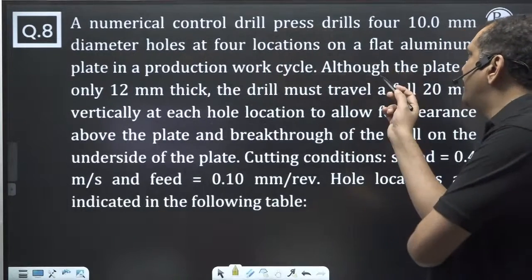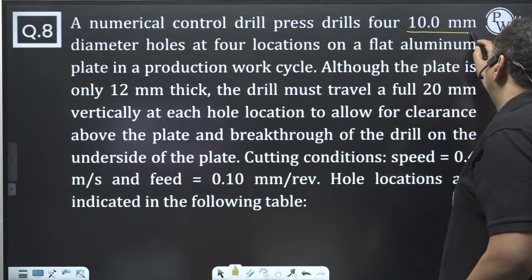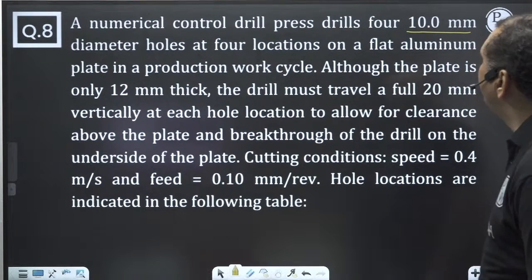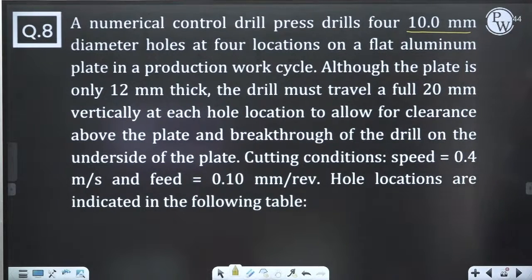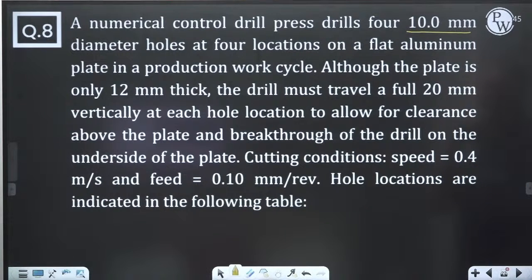A numerical control drill press drills 4 10mm diameter holes at 4 locations on a flat aluminum plate in a production work cycle. Although the plate is only 12mm thick, the drill must travel a full 20 millimeter vertically at each hole location to allow for clearance above the plate and breakthrough of the drill on the underside of the plate.